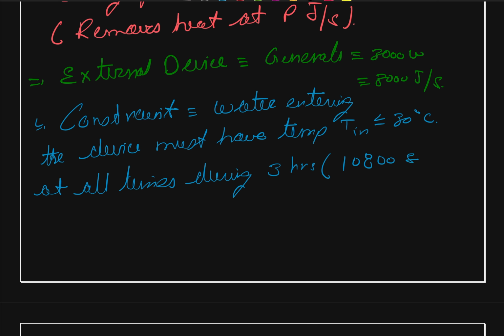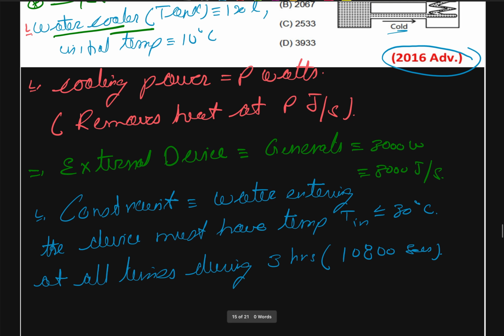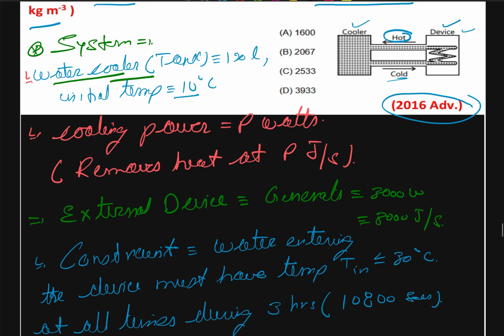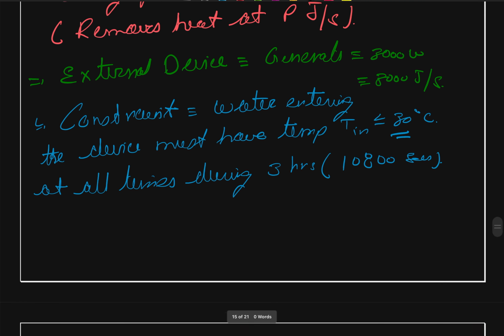And the rest of the things are given to us. And second thing, we also have to keep in mind that the water in the tank is already at a temperature of 10 degrees centigrade, and the temperature of the water entering the device is 30 degrees centigrade. So the temperature difference between the two is only 20 degrees centigrade. Okay, that we have to keep in mind also.